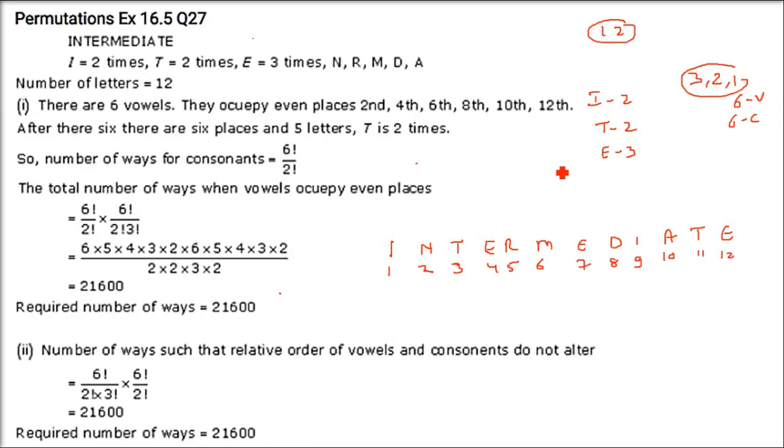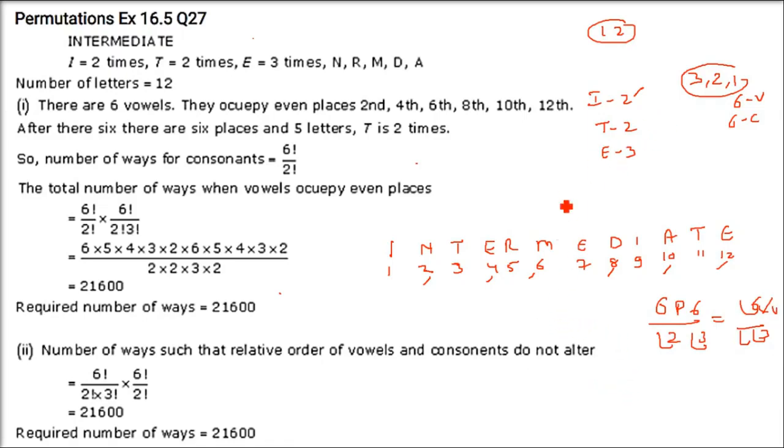A, E, I, O, U are vowels. Now vowels always occupy the even spaces: 2, 4, 6, 8, 10, 12. So these are 6 positions where we can put vowels. So 6 vowels, so 6P6 is the total formation for vowels. But in these vowels, you see I is repeated 2 times, so divide by factorial 2. E is repeated 3 times, so divide by factorial 3. So this is factorial 6 by factorial 2 factorial 3 for the vowels.